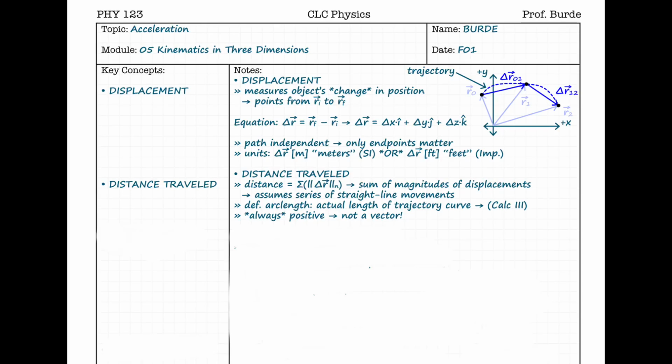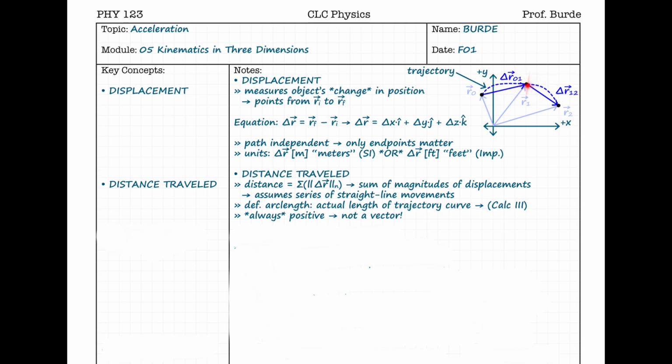Related to the position of an object is its displacement. Displacement is the change in position of the object, just like we saw in 1 dimension, but now this is the change in position in 2 or 3 dimensions. So the displacement vector points from the initial position to the final position.